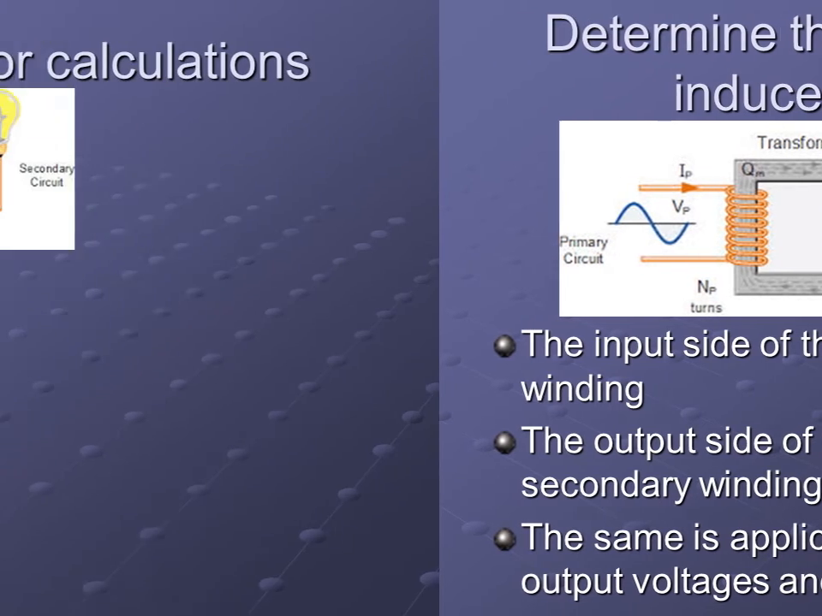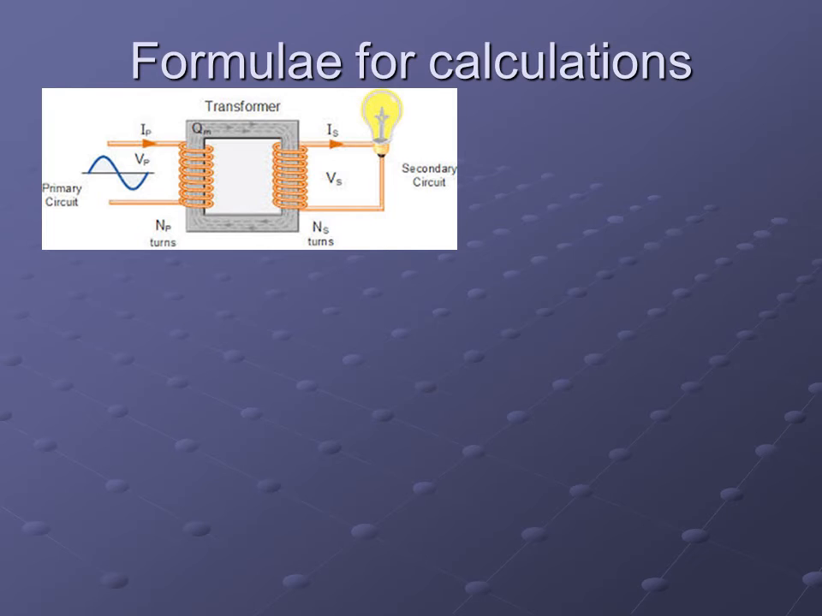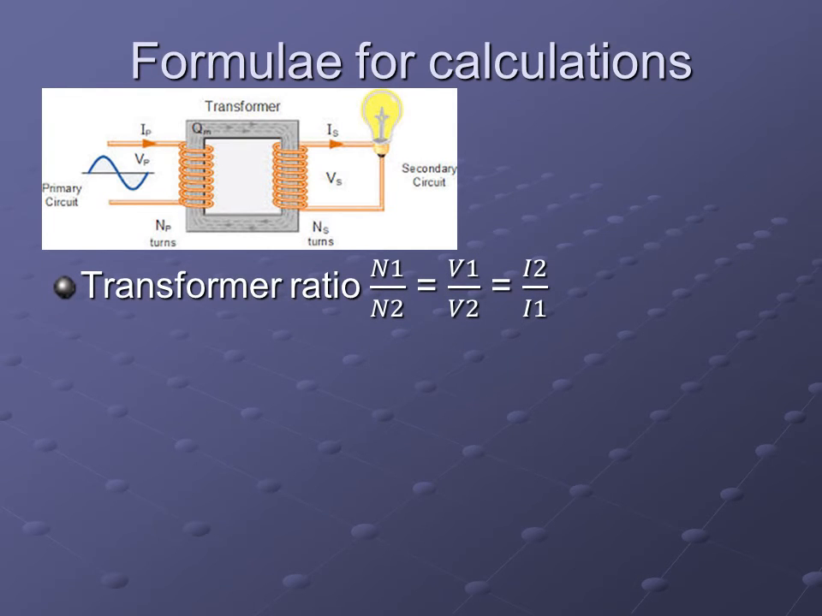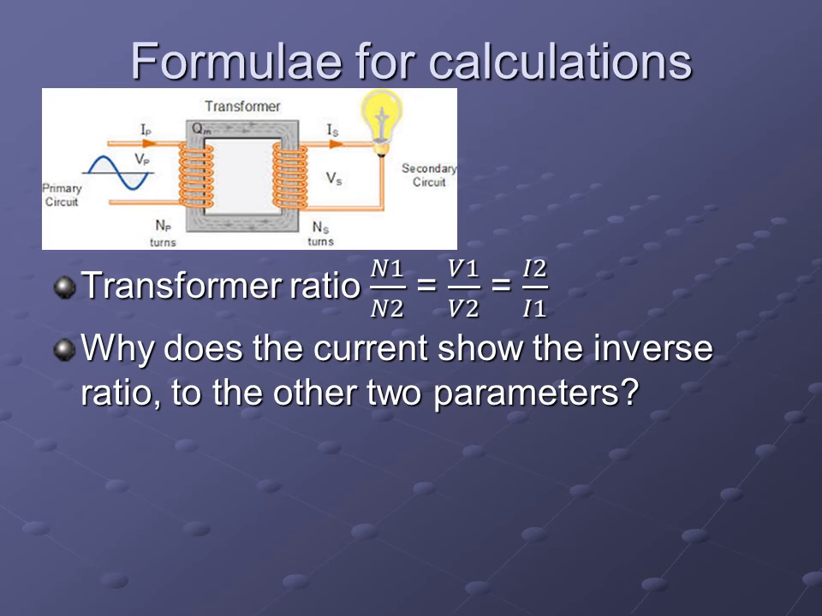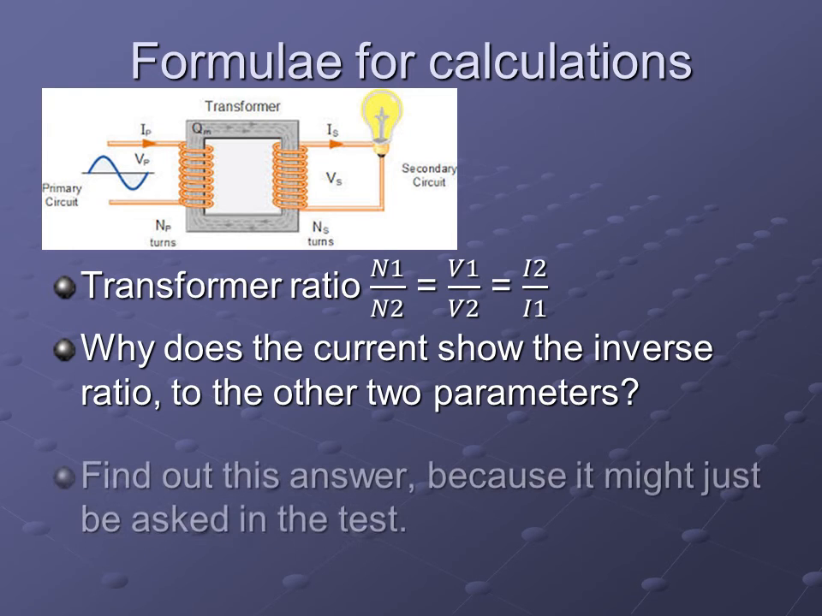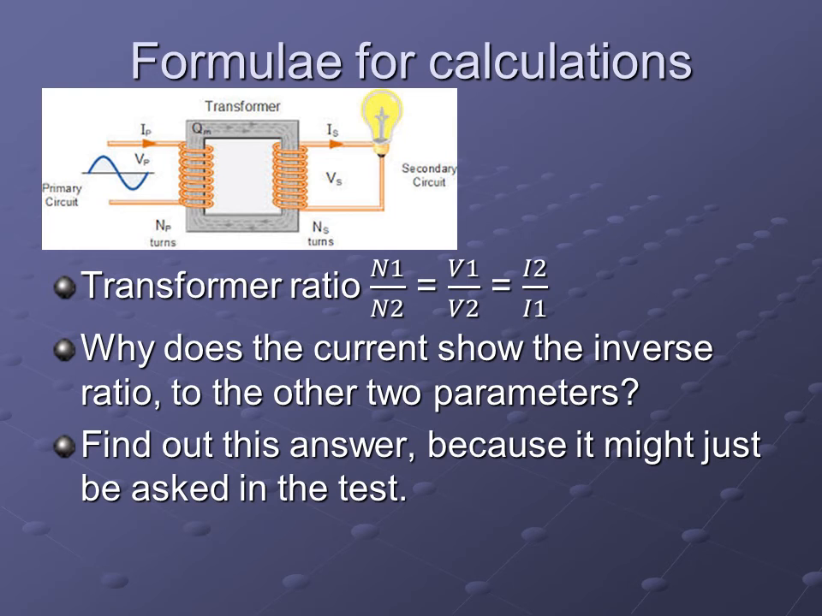The following are the formulas for doing this. The ratio between the number of turns N, volts V, and current I is as follows. N1 over N2 equals V1 over V2, but I has an inverted ratio, where I2 over I1 makes up the last ratio. Why does the current show the inverse ratio to the other two parameters? Find out this answer because it might just be asked in the test.